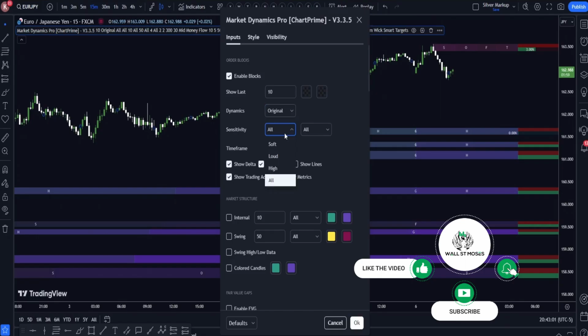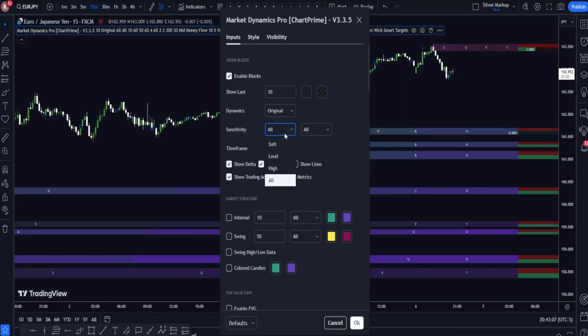Sensitivity is where the level of activity that's happening in each block has a ranking system within Chartprime. So Chartprime gives you 3 levels. It gives you soft, which is your weaker ones, loud, which is your strongest ones, and then you have high, which is high activity and one to really pay attention to. I like to have it on all. I don't care which order block is shown. For me, it's more about identifying where the levels are and the trading activity at that level. So that's what we'll do there.